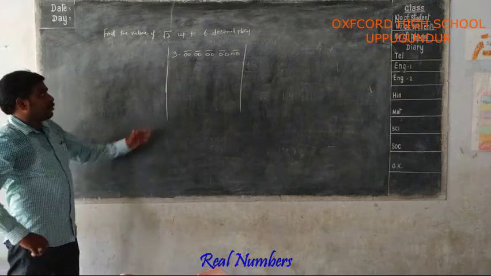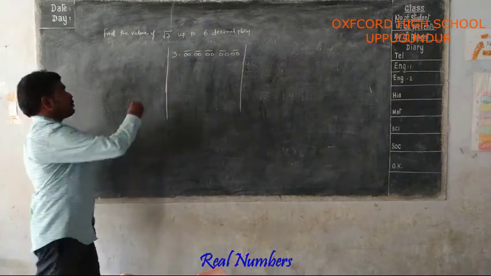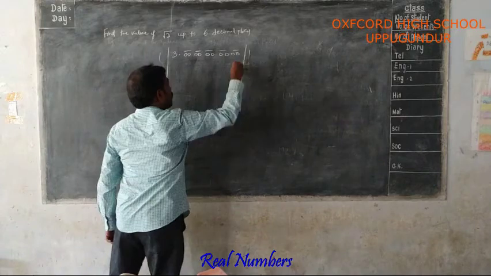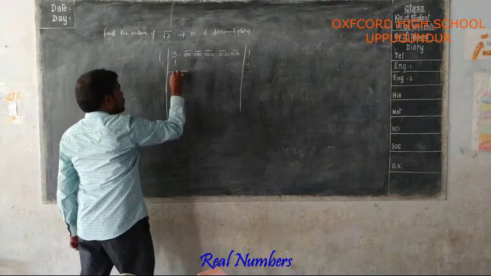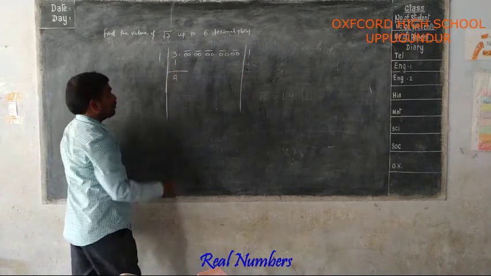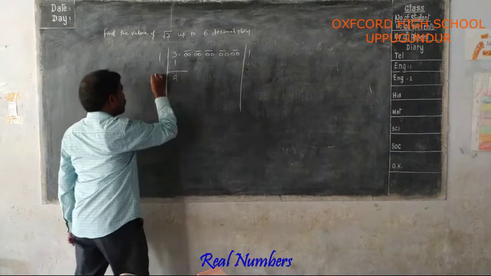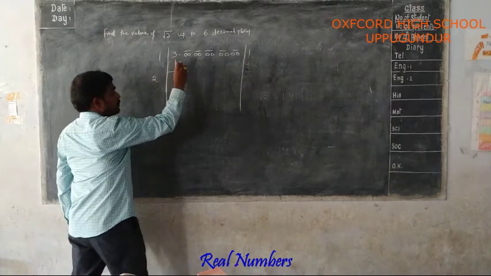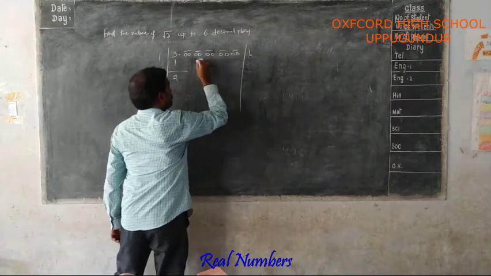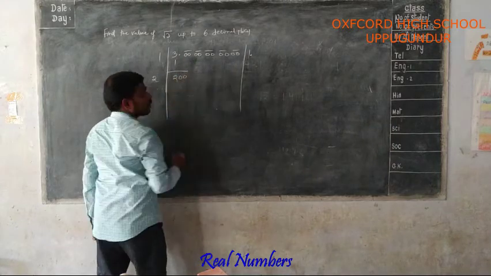Now which perfect square goes in 3? Only 1. So 1 ones are 1. 3 minus 1, 2. So 1 plus 1, 2. So here the point is there. So here you have to keep the point. Next period you have to take 200.